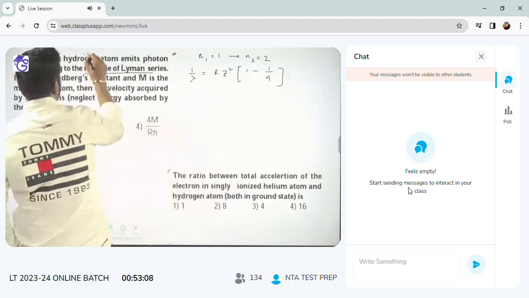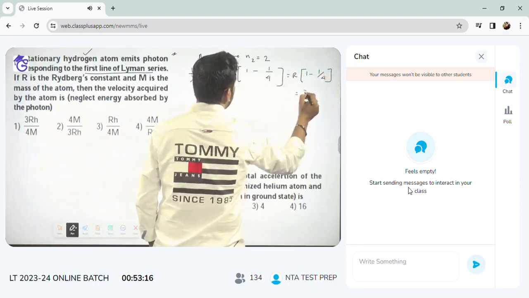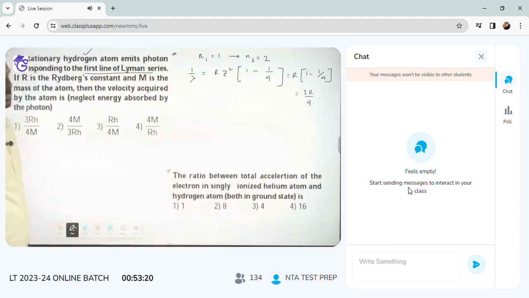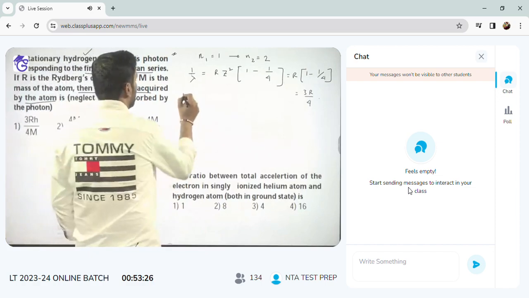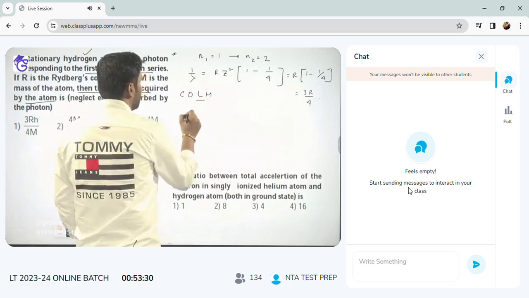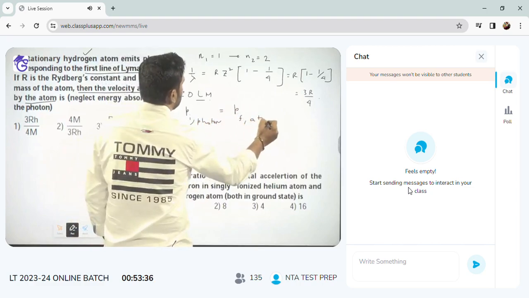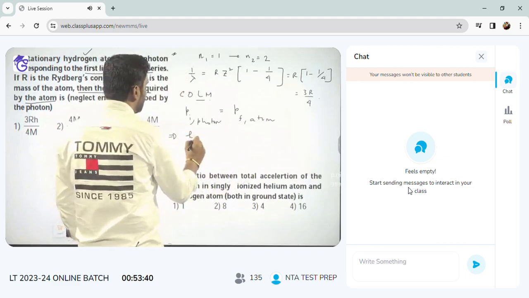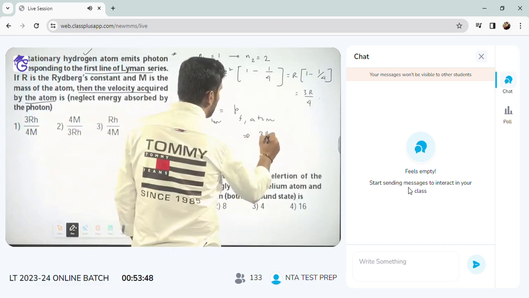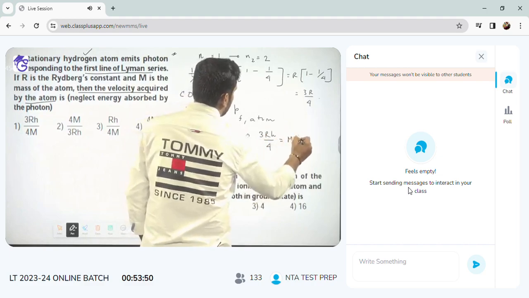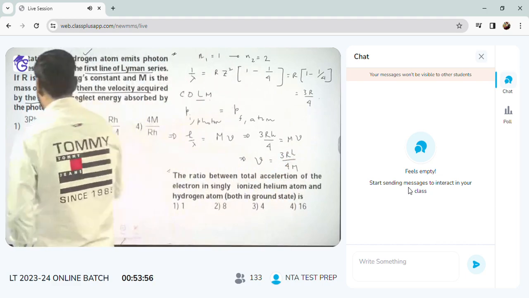They have mentioned hydrogen atom, so Z is equal to 1. So simply it becomes R into 1 minus 1 by 4, that is equal to 3R by 4. Next, what they are asking, velocity acquired by the atom when the photon is hitting. Conservation of linear momentum. Initial momentum of the photon is equal to final momentum of the atom. What is the initial momentum of the photon? H by lambda. Final momentum of the atom is how much? mv. We already got 1 by lambda, so this becomes 3RH by 4, that is equal to mv. So v becomes 3RH by 4m. Very, very simple. Extremely easy.